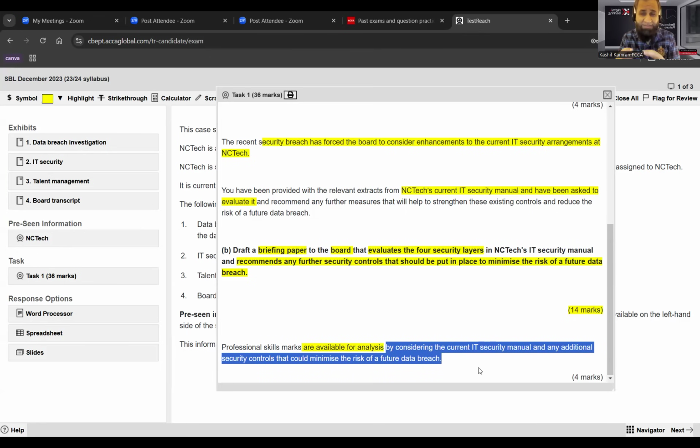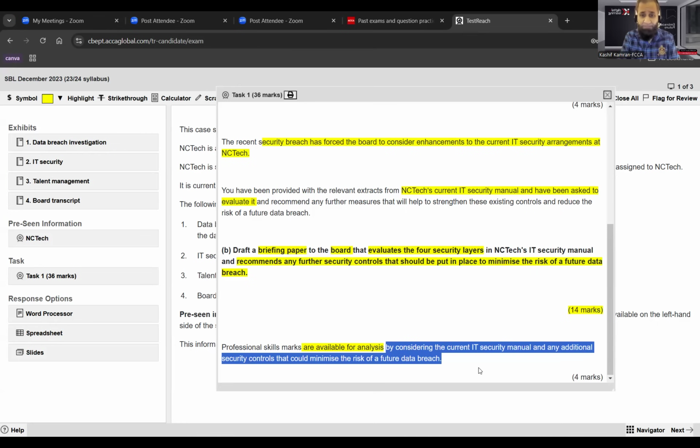So you need to analyze the IT manual which the company has in place, and you need to tell what is the issue in that IT manual. You need to recommend some additional controls to the company which they can look into for minimizing the risk of a data breach in future. So any student who carefully analyzes the current IT manual, identifies the issues in it, and gives a suggestion to the management that this is something extra we can do to avoid the data breach in future, is not just scoring the technical marks. You're getting the technical marks as well, but you're also adding on to the professional skills.